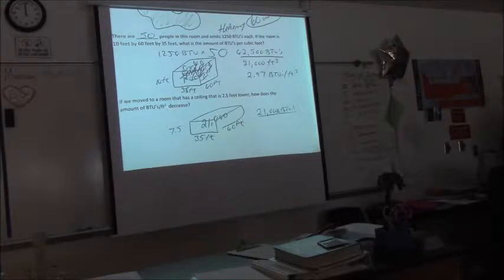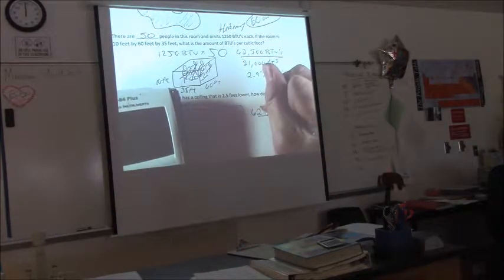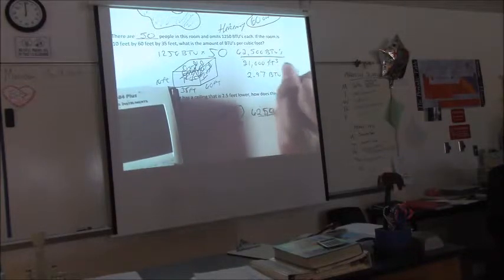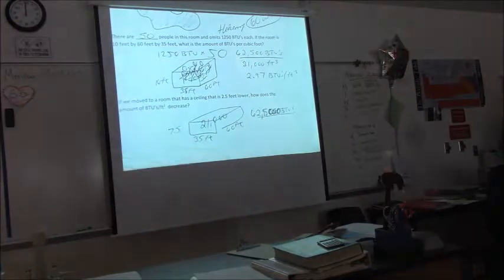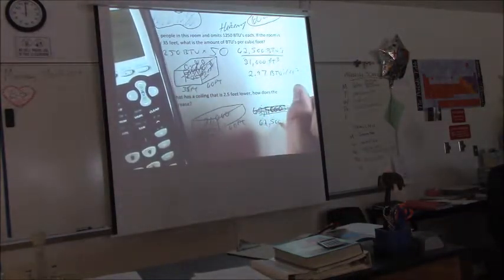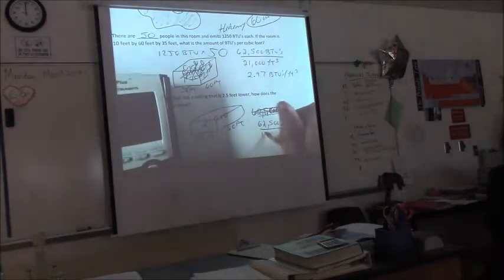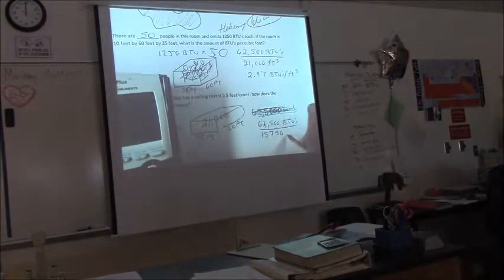Is there a quick way? 262. Oh, what did I say 21,000 for? Oh, okay, good, thank you. I still did that wrong. All right. 62,500 BTUs, good. There's still that amount of BTUs going on. My new volume is 15,750.